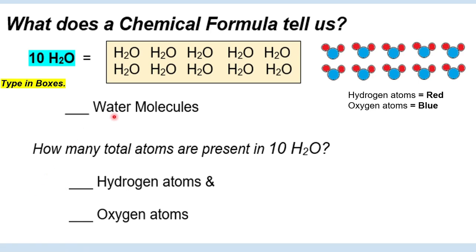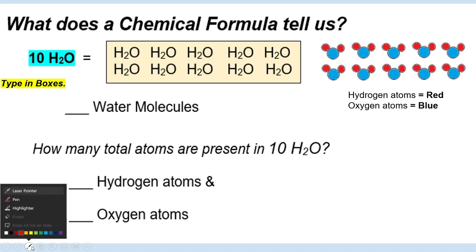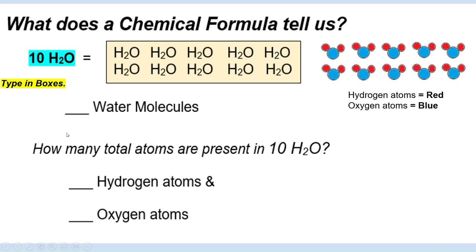Okay, so what does the chemical formula tell us? So we have 10 H2O molecules here. That indicates there are 10 molecules of water. So, again, follow along in your notes. There are 10 molecules of water.